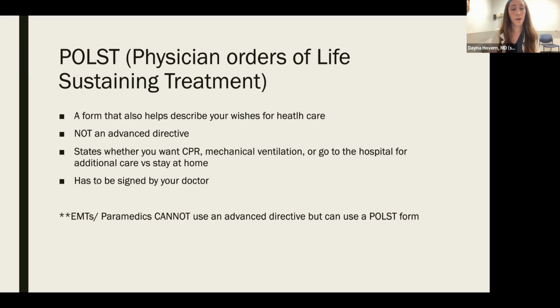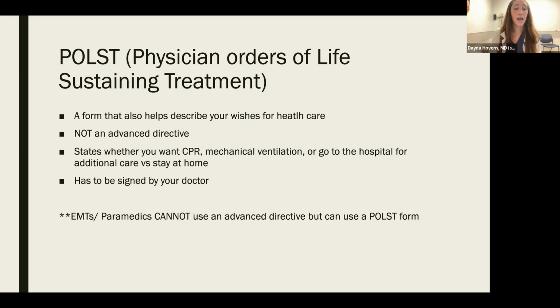It has to be signed by your doctor. So either your primary care doctor, or if you're hospitalized and you want your physician to sign this before you leave, that's something that we can do in the hospital for you too. And so just a note, where this is different is that the EMTs and paramedics who show up when 911 is called cannot use an advanced directive. I don't really know why, but I just know that that's the case. And this is kind of where a POST form comes in.